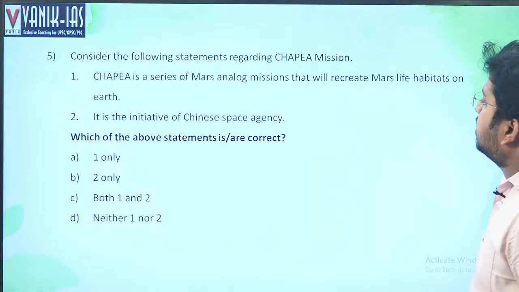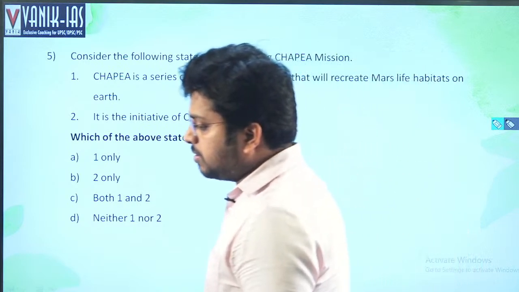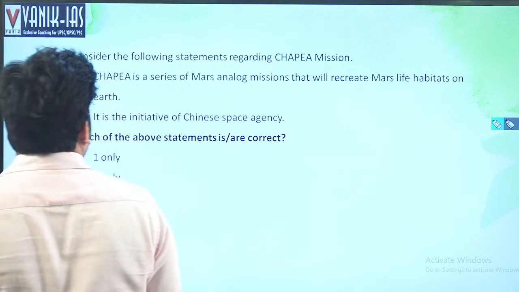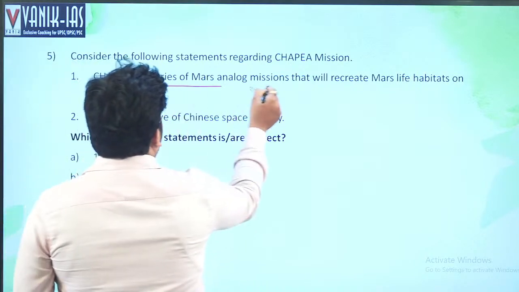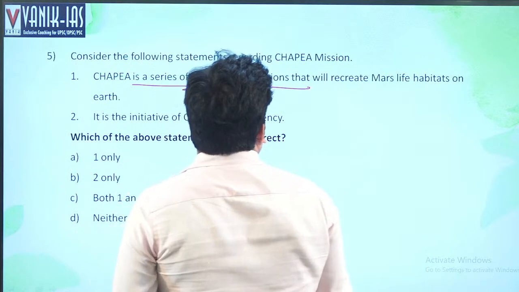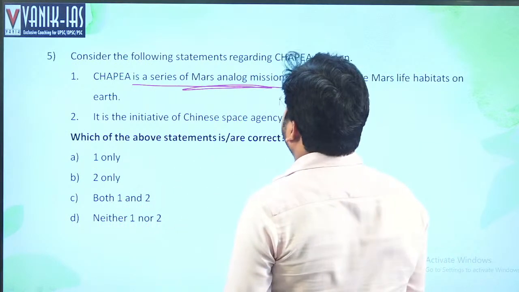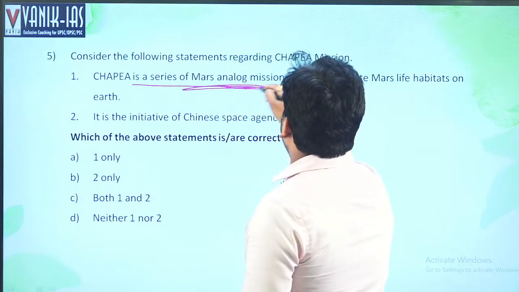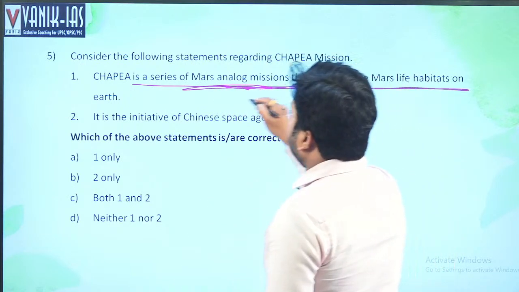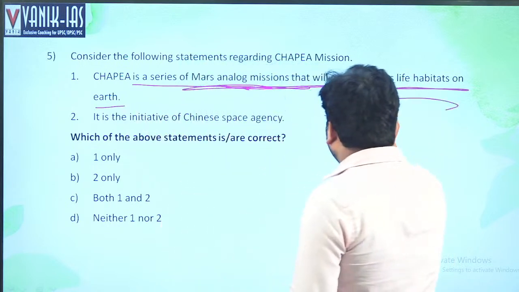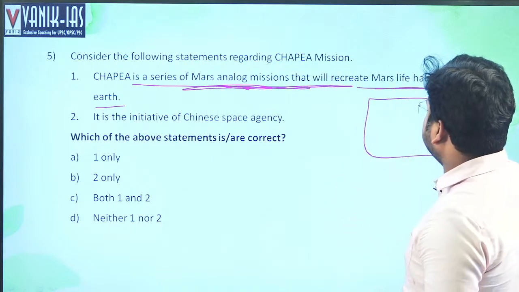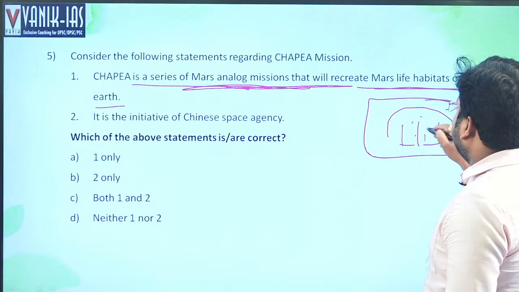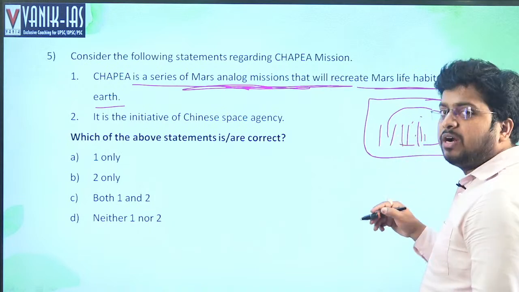Consider the following statements regarding the Chapier mission. What is this Chapier mission? It is a series of Mars analog missions that will recreate Mars-like habitats on Earth, right? They will create such an atmosphere like Mars, and there they will stay. They will do research, and they will try to exist there.